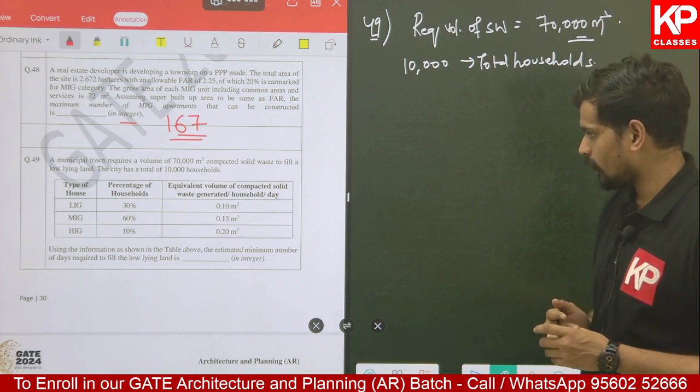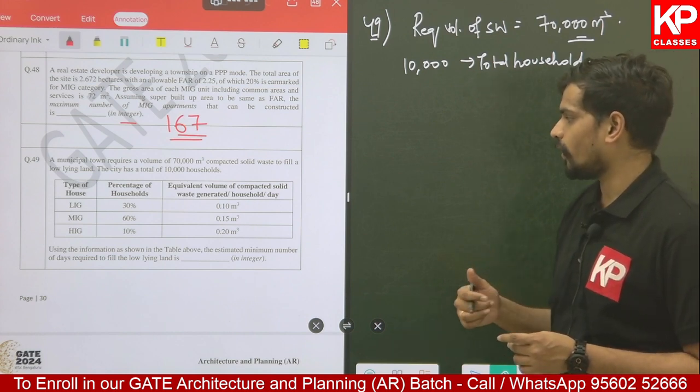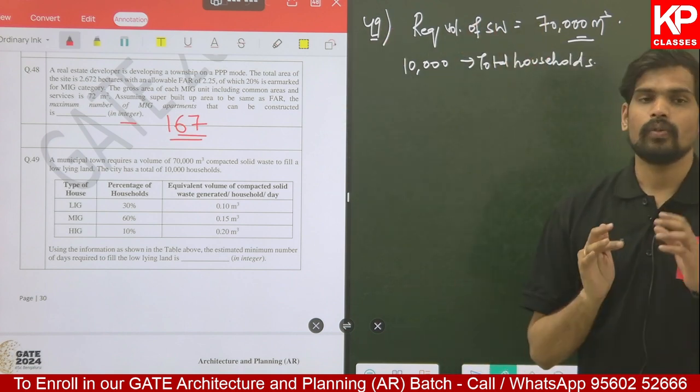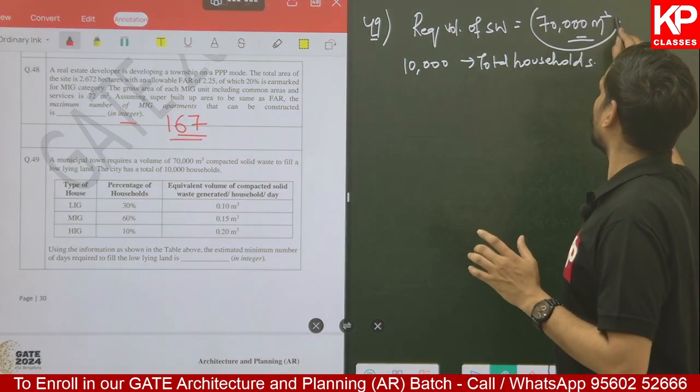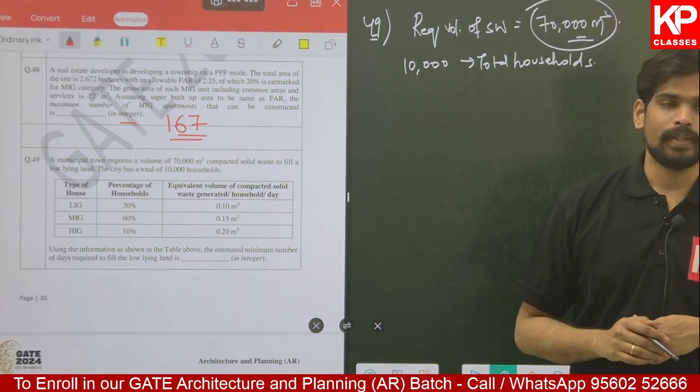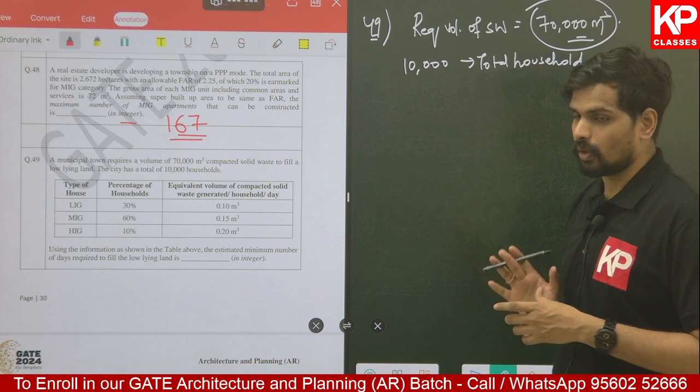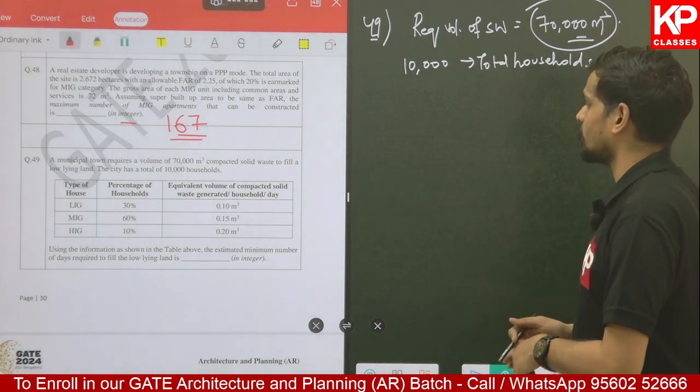Using the information in the given table, the estimated number of days required to fill the complete land. So, how many days will it take for us to collect a total quantity of solid waste of 70,000 cubic meter from the garbage provided by the town? That's the question. So, let us try to answer this question.